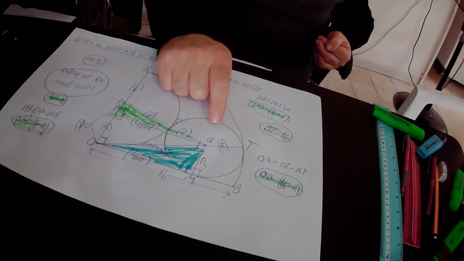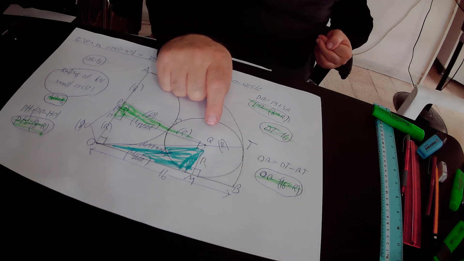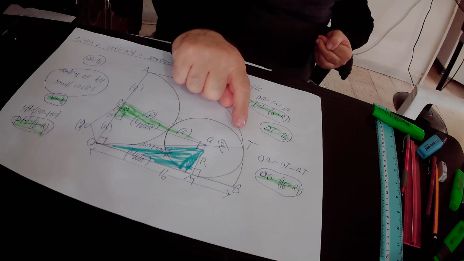What is the definition of line segment QT? Line segment QT starts from point Q, that is the center of the small circle, and ends at point T, that is a point on the small circle itself.